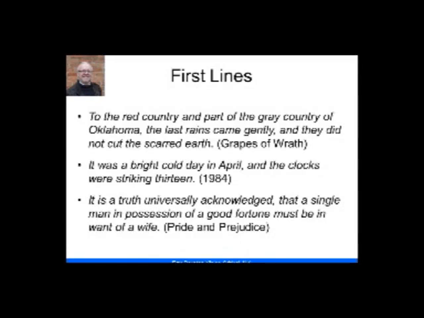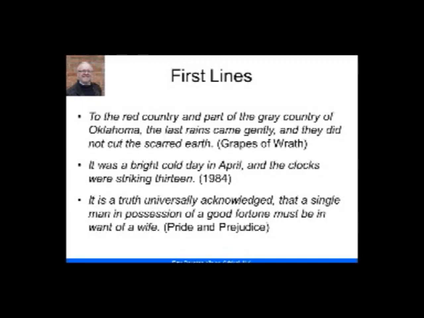The second one, it was a bright, cold day in April, and the clocks were striking 13. So this is 1984 by George Orwell, set in the future. You can tell it's the future. You can tell that it's a dystopian, cold and grey future. And this is probably the most famous of the opening lines at the bottom.